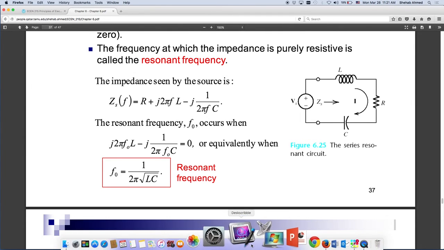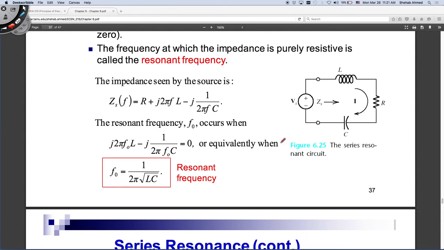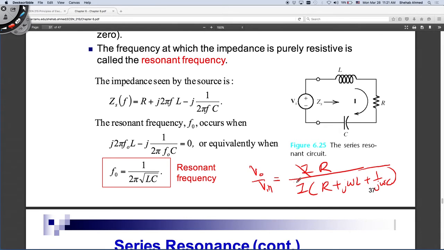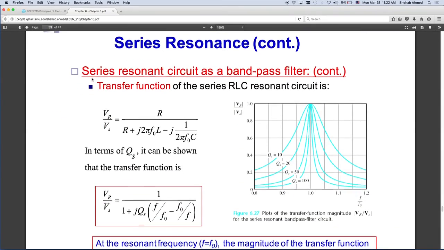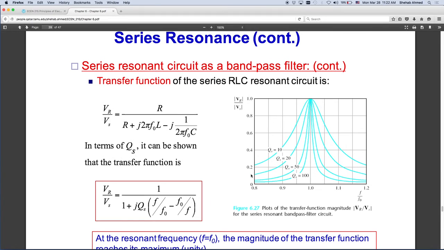So the I in the output voltage and the I in the input voltage cancel out. If I would like to do V output over V input, it's equal to I times R over I times R plus j omega L plus 1 over j omega C. So the transfer function is R over R plus the rest of the series impedance. This transfer function can be plotted with respect to frequency. The magnitude of the transfer function is plotted here against frequency, right?